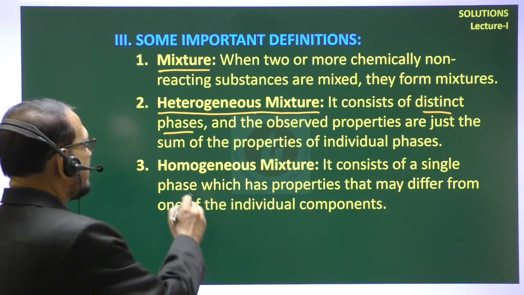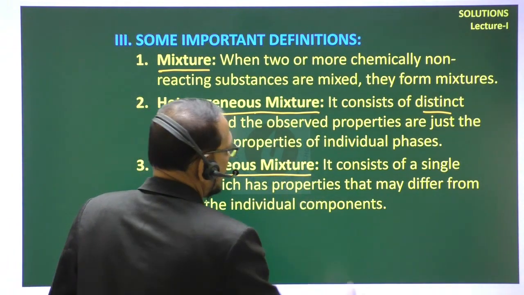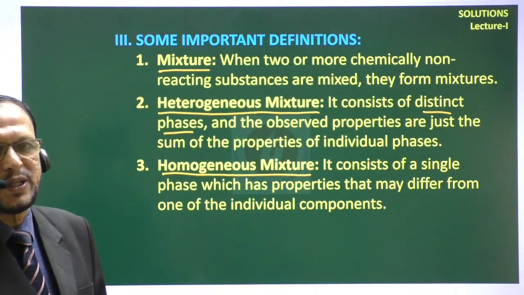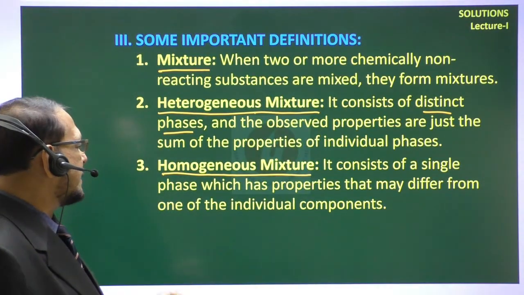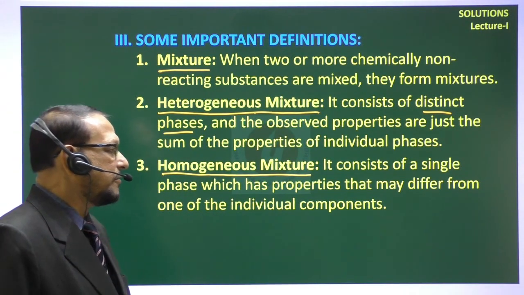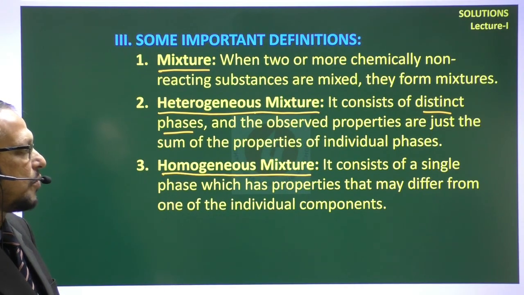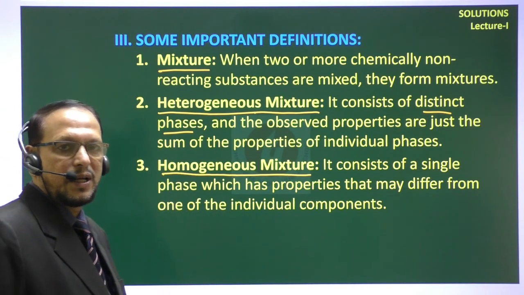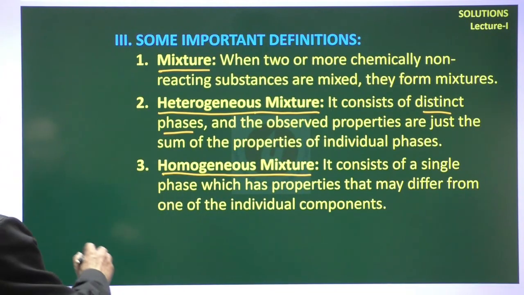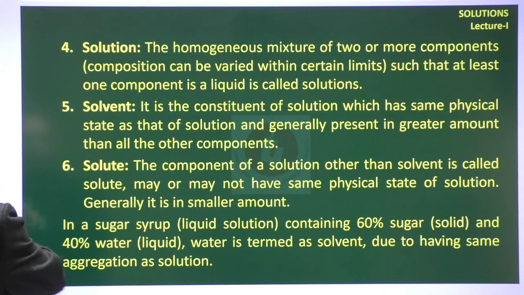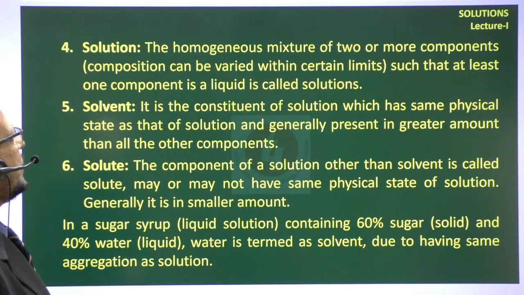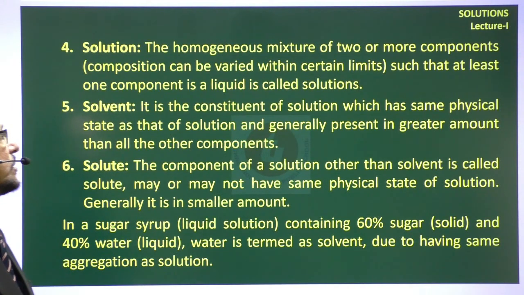Homogeneous mixtures, we know, like alcohol and water. We cannot distinguish the different components present in the solution. It is a single phase which has properties that may differ from the individual components. Like alcohol and water, or sugar solution, are homogeneous. Clear? Now you see the solutions. What is a solution? The homogeneous mixture of two or more components, whose composition can be varied within certain limits, such that at least one component is a liquid, is called a solution.